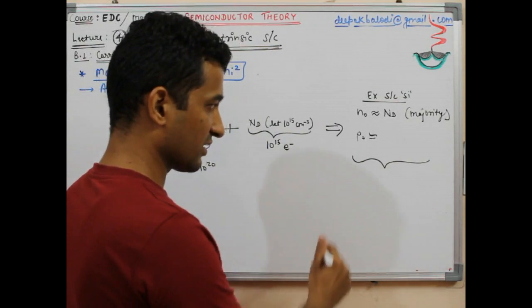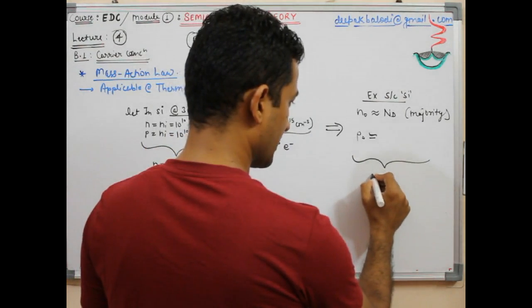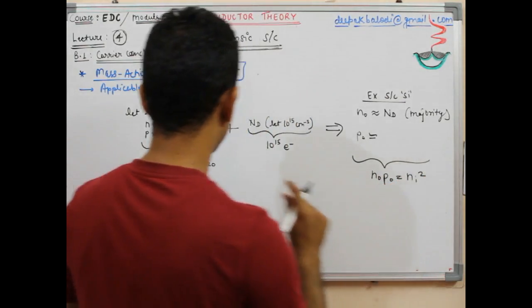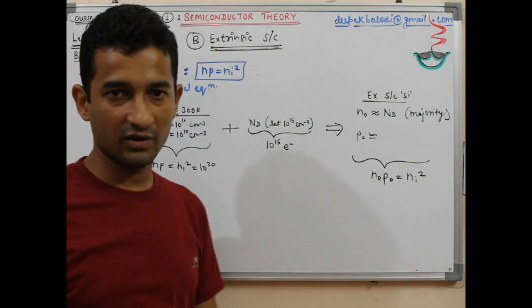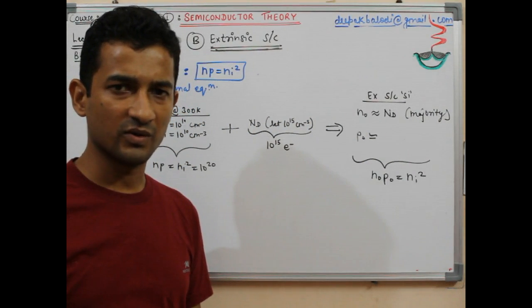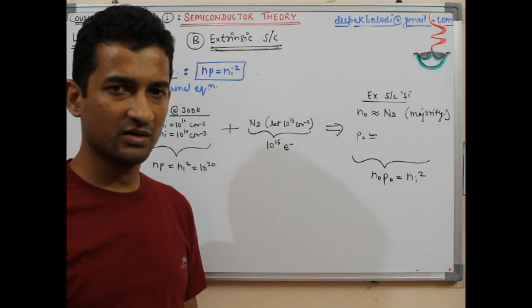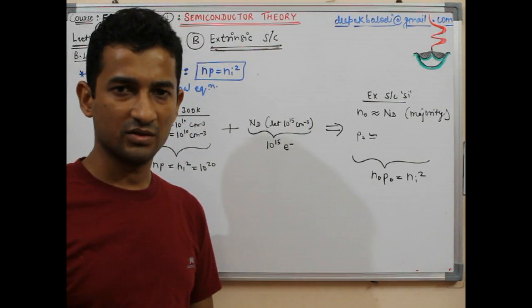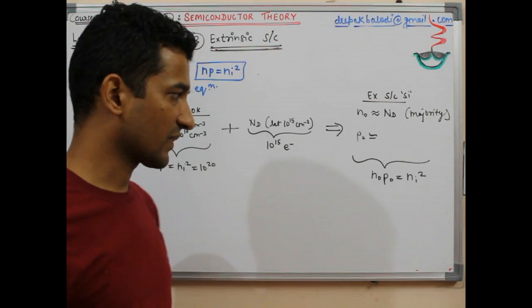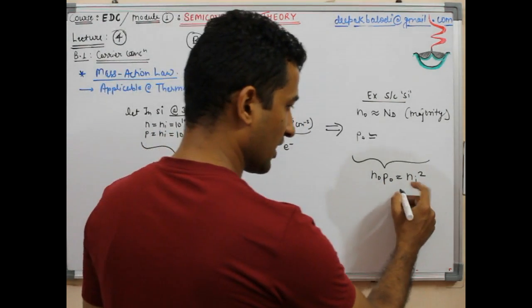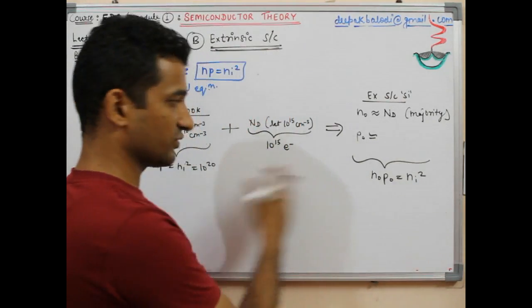So at thermal equilibrium we again expect n naught into p naught to be ni square, and because room temperature is maintained, that is what we expect, and that is the practical scenario as well. There are slight fluctuations, but those fluctuations of room temperature are not much. So n naught into p naught should be ni square, and ni square earlier was this, so we can keep that figure.